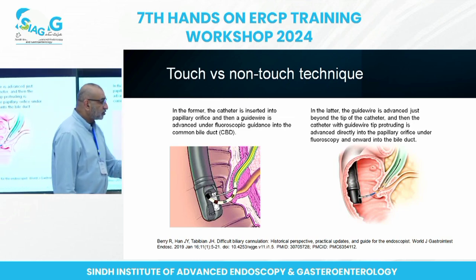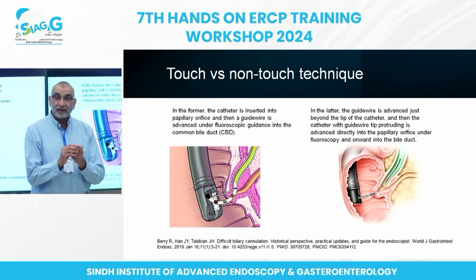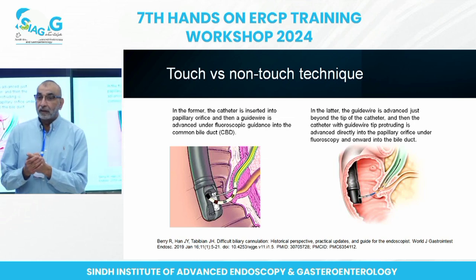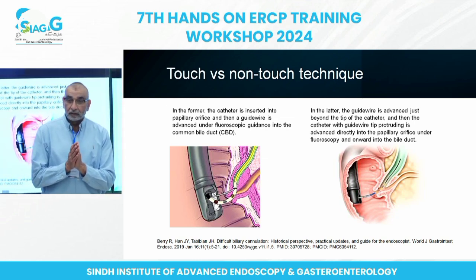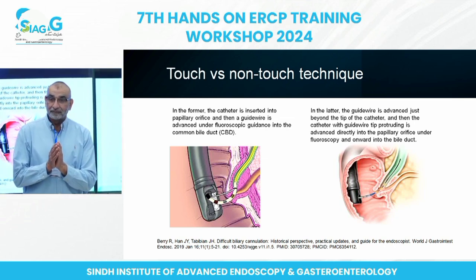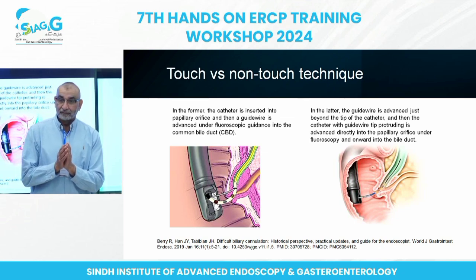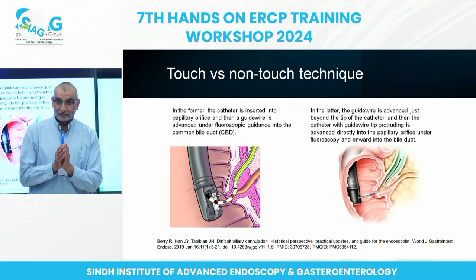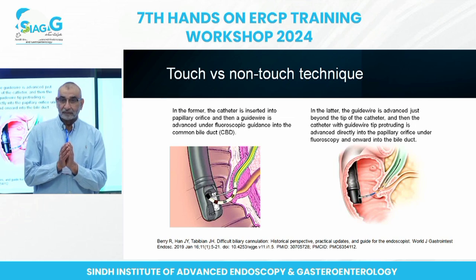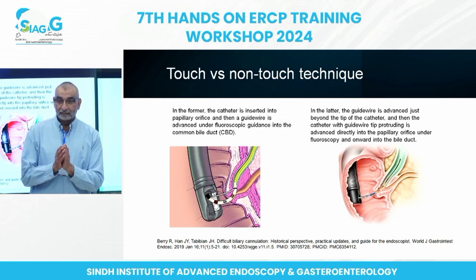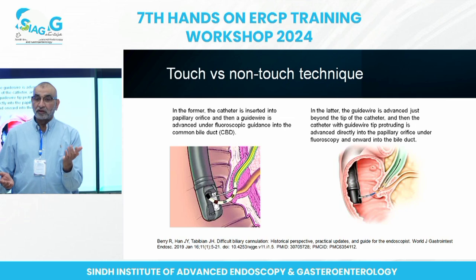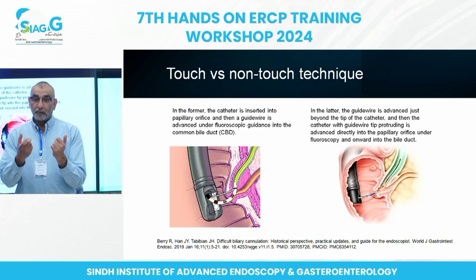In the non-touch technique, sir, how can we get that position when we have a scope with us? And you said that you will angle up the cannula and go to the left. How can we get this position outside? Then you've got the scope. Yes, you've got the position. Your assistant has got the sphincterotome. Yes, they operate it for you.